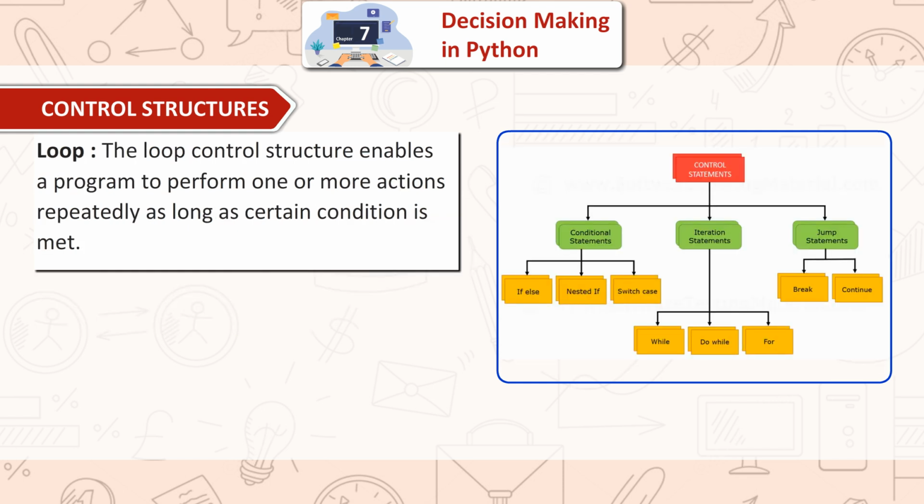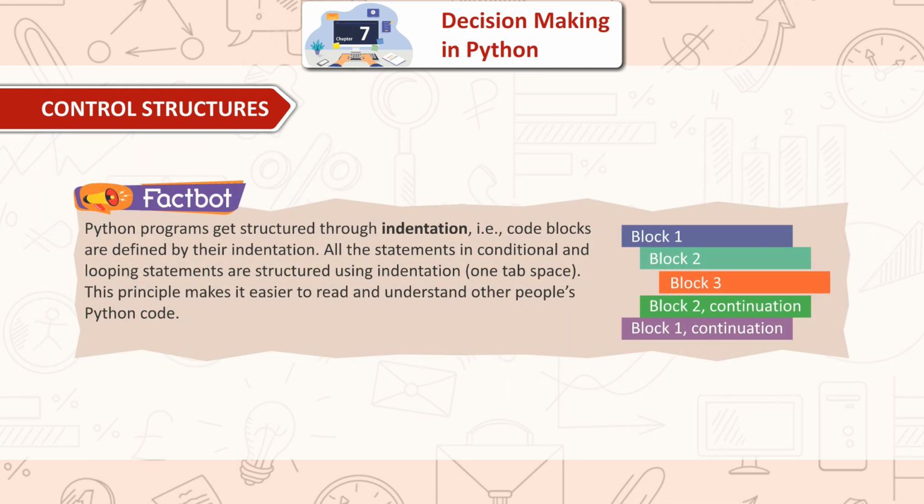Loop. The loop control structure enables a program to perform one or more actions repeatedly as long as a certain condition is met. Fact bot: Python programs get structured through indentation. That is, code blocks are defined by their indentation. All the statements in conditional and looping statements are structured using indentation, one tab space. This principle makes it easier to read and understand other people's Python code.